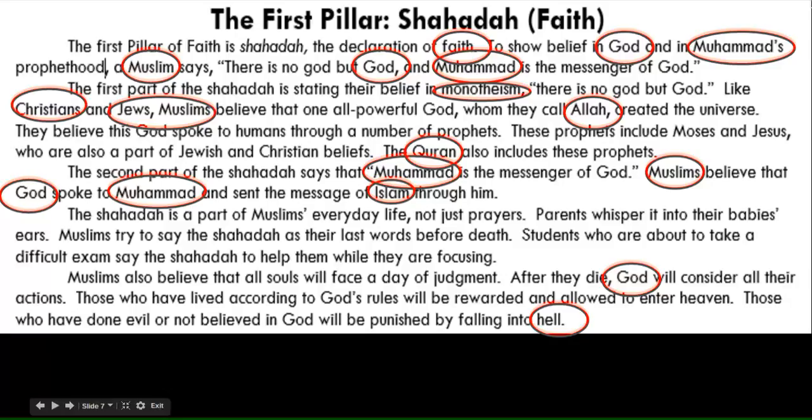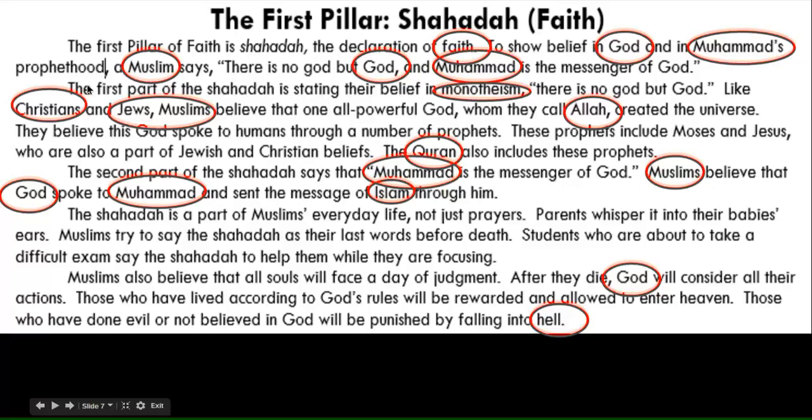The first pillar of faith is Shahada, the declaration of faith. I circled faith because Shahada means faith, and so that's an important word, so I went ahead and circled it for an annotation. To show belief in God and Muhammad's prophethood, a Muslim says, "There is no God but God, and Muhammad is the messenger of God." So as you can see, I circled God, Muhammad, Muslim, because Muhammad and Muslim are vocabulary words that we learn in class, and God seems to be an important word in this passage, so I circled that as well.